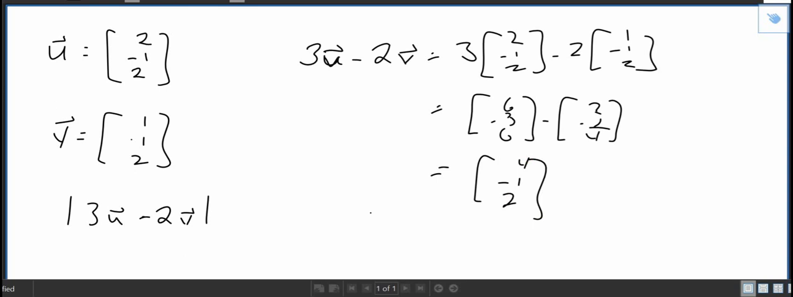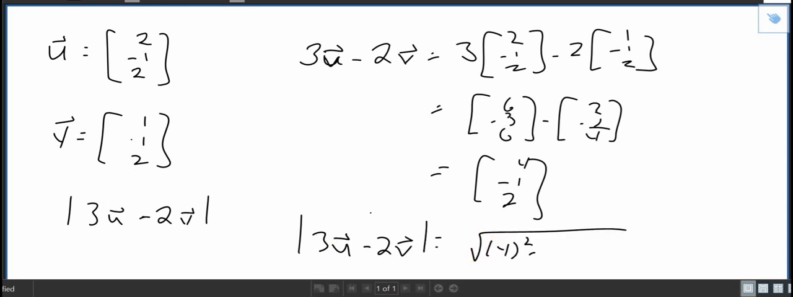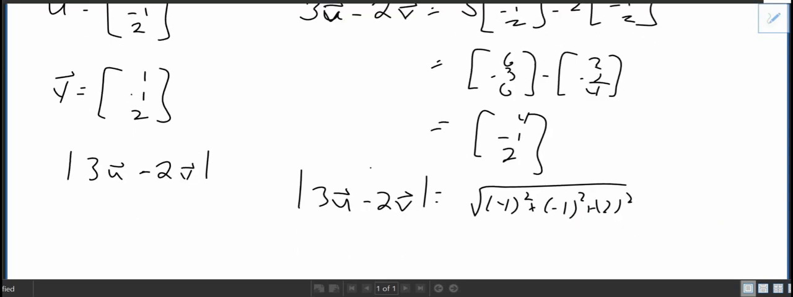Now, I want to find the magnitude of that, okay? So the magnitude of the 3u minus 2v, okay, is the square root of 4 squared plus the negative 1 squared plus the 2 squared, okay, which would in turn be the square root of, let's see, that's 16, 20, 21.